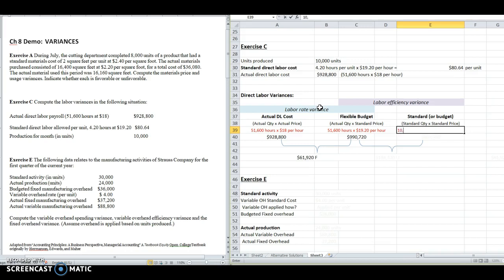So we have 10,000 units, and we can multiply that by 4.2 hours needed per unit times 19.20 per hour. Or an alternative to this would be to take the 10,000 units times the $80.64 per unit. That would be fine as well. Either one is going to give us the same result.